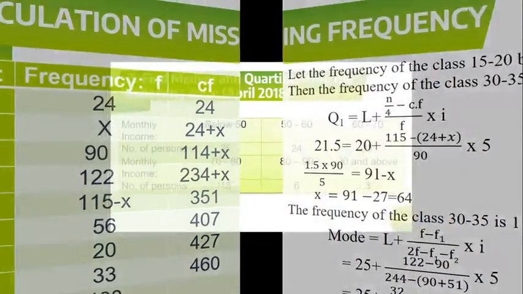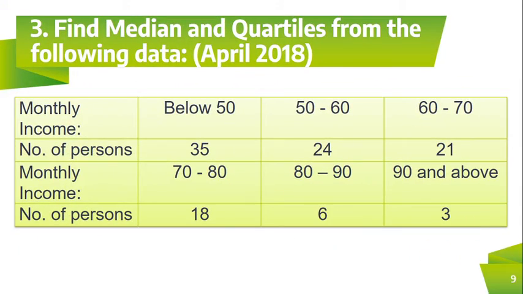So this is with regard to the calculation of mode after finding the missing frequency given the value of the first quartile. So there is one more situation where we find the median and the quartiles. Median is nothing but the second quartile.